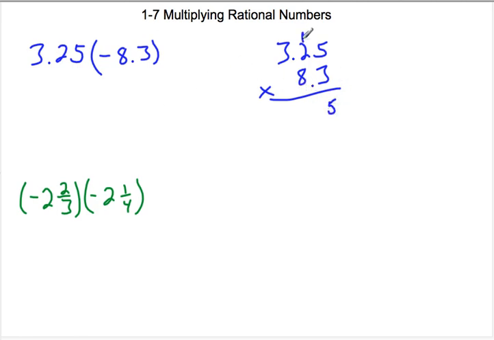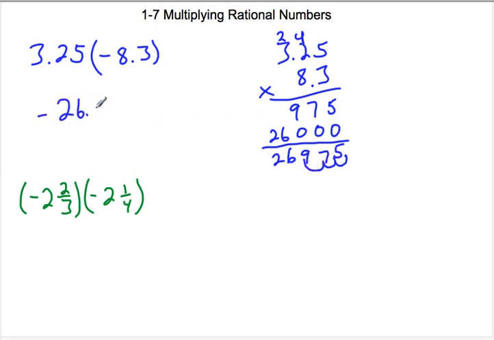Alright, so we're going to get 15 here, 7, 9, placeholder 0, we got 40, 16 plus 4 is 20, and then 24, 26. So we're going to get 5, 7, 9, 2, 6, and there's supposed to be 3 decimal places: 1, 2, 3. So I think the answer is going to be negative 26.975. I'm just going to do a quick estimation, see if that makes sense. 8 times 3 would be 24, so we do expect it to be larger than 24, so that makes sense.